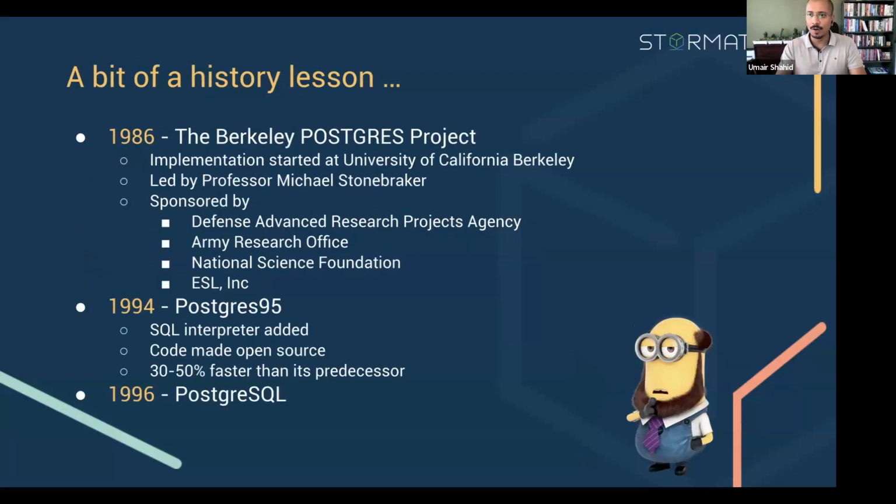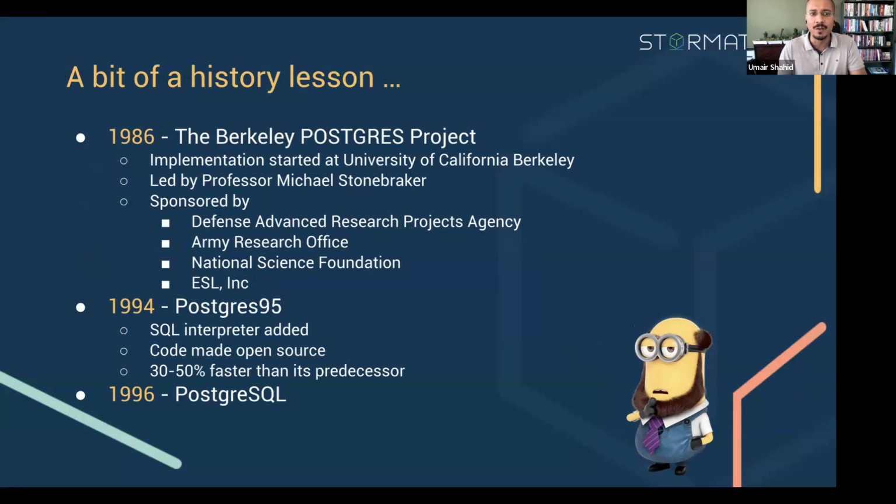A little bit of history about Postgres. It started off in 1986 at the University of California, Berkeley. The name given at that time was Berkeley Postgres Project. Professor Michael Stonebraker led the project at that time, and it was sponsored by a bunch of organizations that were mostly U.S. defense-related.